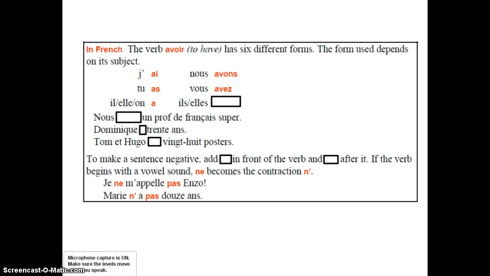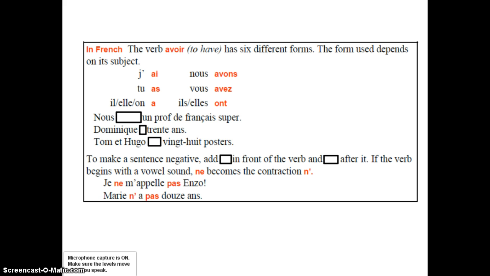The y'all form of have, or the vous form of have, is avez. If you wanted to say y'all have a book, you would say vous avez un livre. And then the they form, whether it's they boys, they girls, or they mixed, the ils and elles form is ont. So if you want to say they have a book, ils ont un livre.